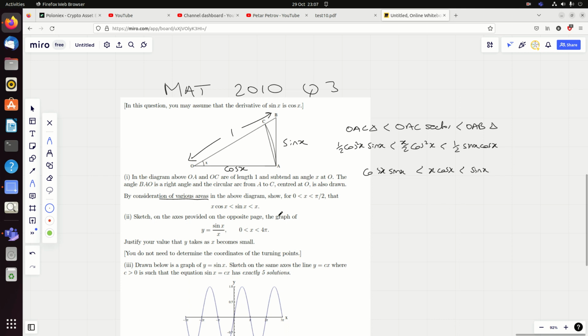Now straight away I was kind of happy because I thought, I think I've got the first bit, because look at that, it's just sitting there right there. So clearly x cos x is less than sine x.